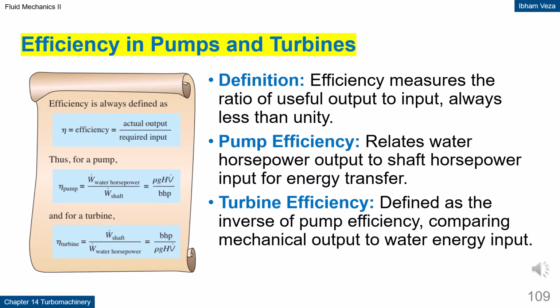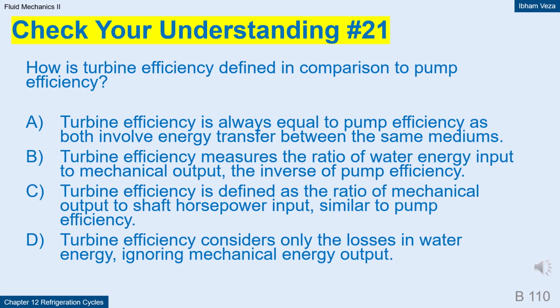This difference reflects the different functions of pumps and turbines. The concept of efficiency is a fundamental basis for evaluating fluid machine performance. Correct answer B. Turbine efficiency measures the ratio of water energy input to mechanical output, the inverse of pump efficiency.